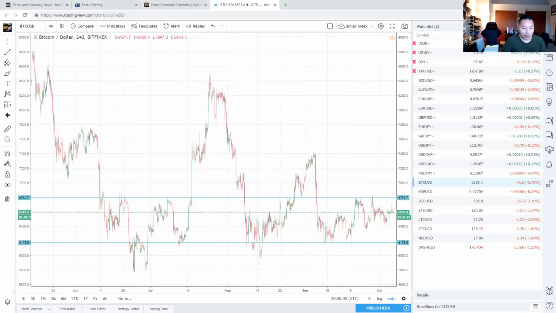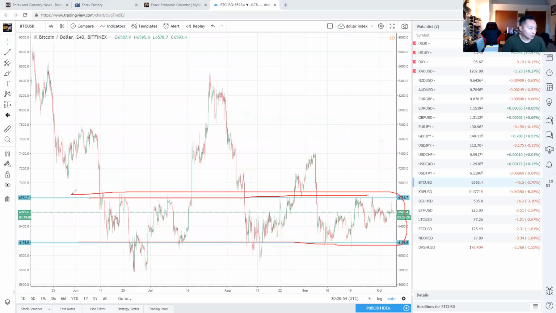And if it is going to test low, notice what's in between these two lines. You can see right here how many candlesticks are here, how many candlesticks are here, and how many are in here between 6,800 and 6,200. That's a lot. That's a lot of consolidation right now.